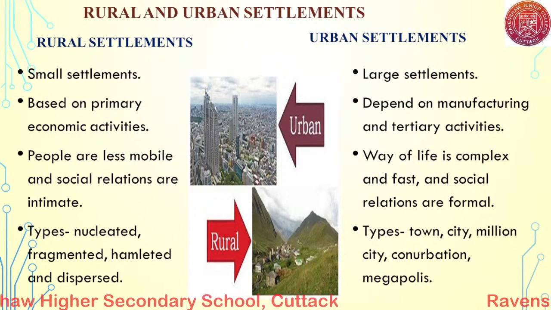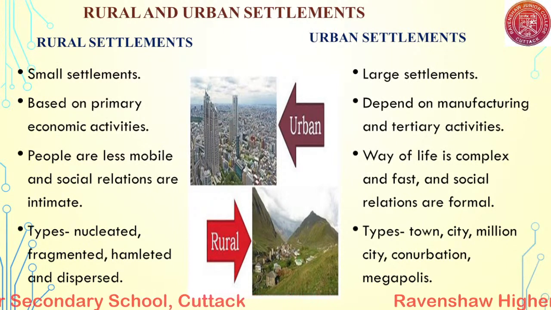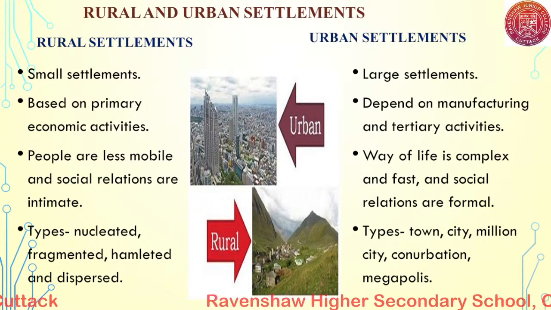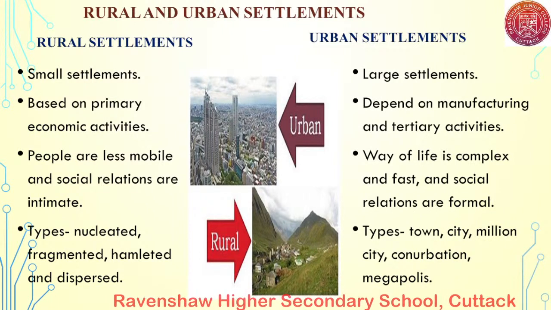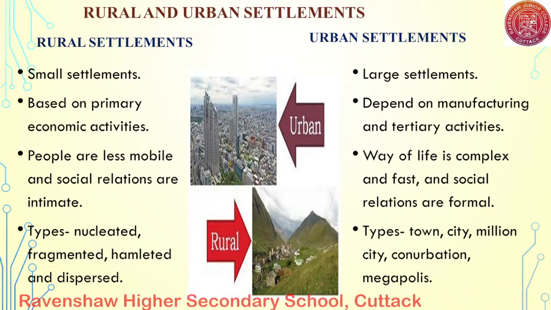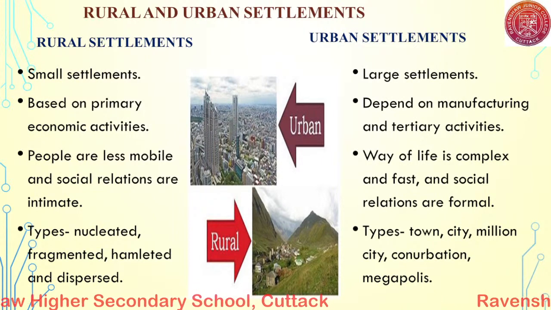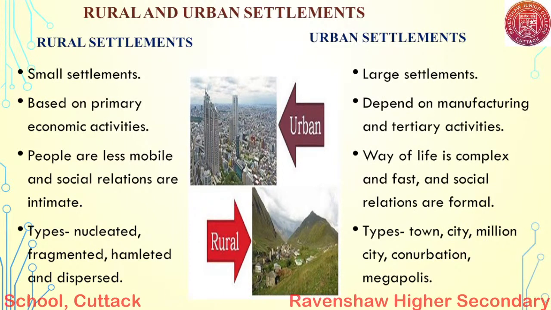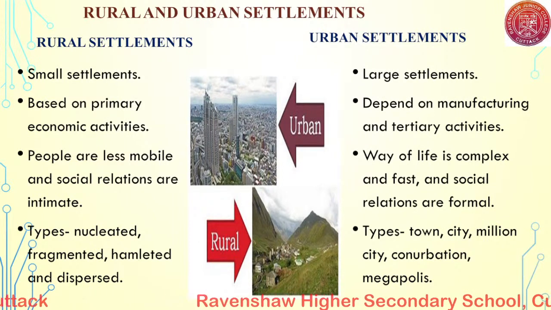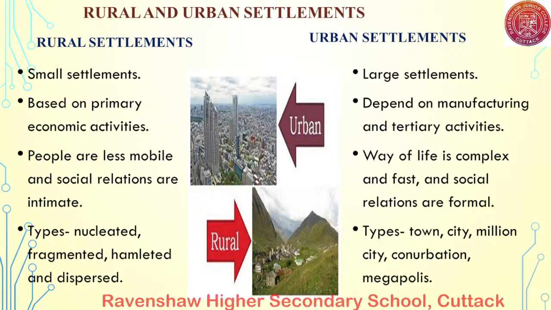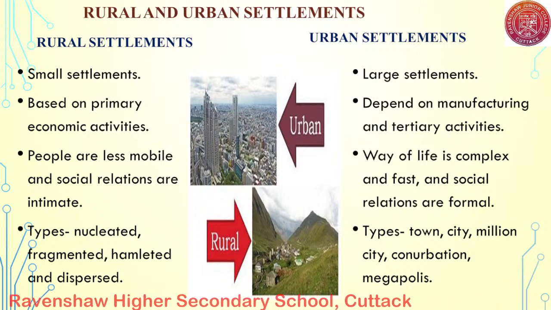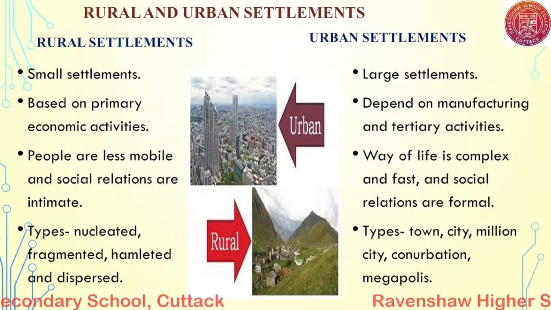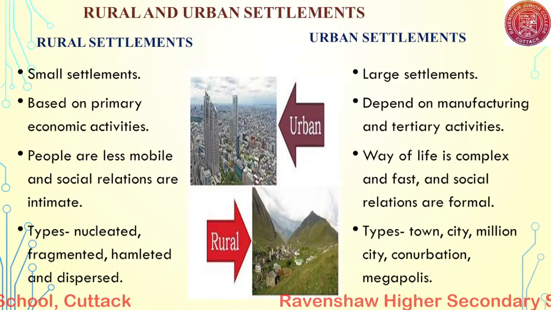Some of the features of the rural settlements. Rural settlements are small in size, and people are mainly dependent upon the primary economic activities. In the rural settlement people are less mobile, and the social relations are very close and intimate. And rural settlements may be nucleated, fragmented, hamleted or dispersed.